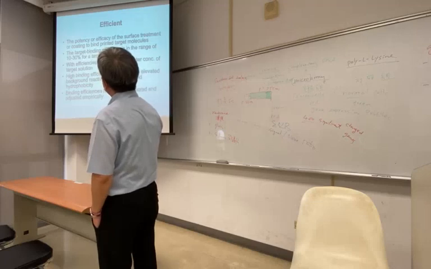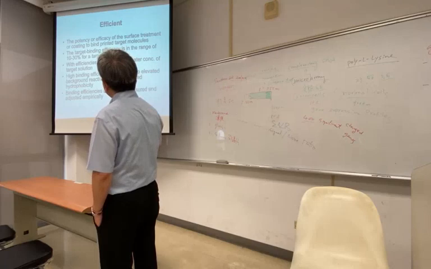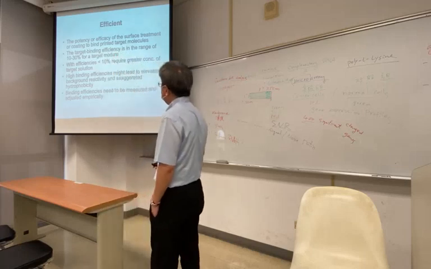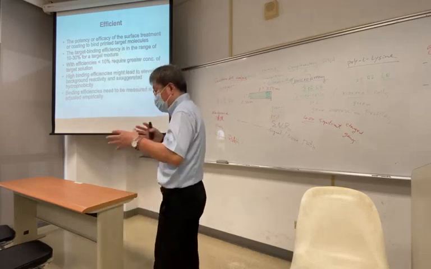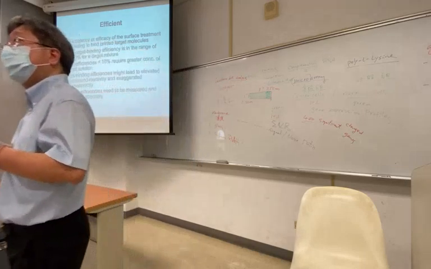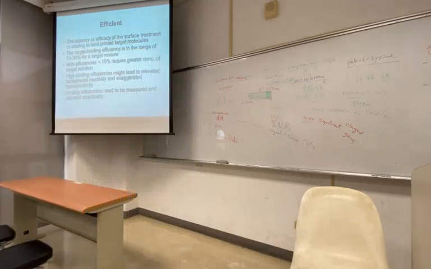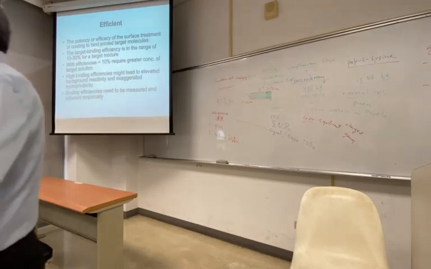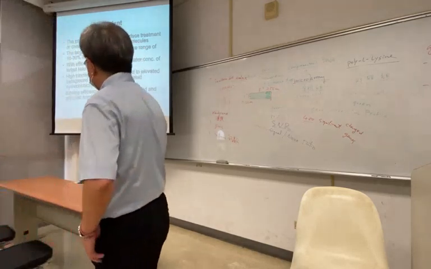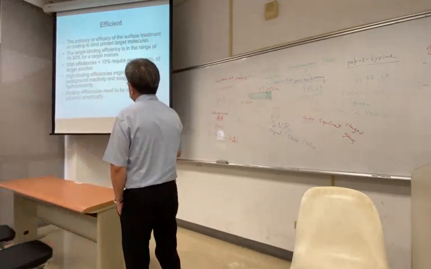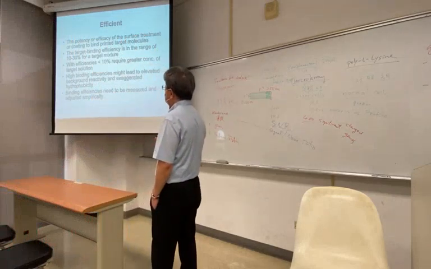And of course, the target binding efficiency is in the range of 10 to 30% for a target mixture, okay? So you have to find a minimum, optimal concentration. Too much is no good. Too little is no good too. Okay, we will discuss that. And then the binding efficiency needs to be measured and adjusted empirically.